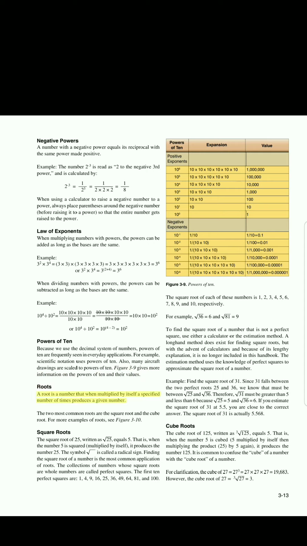Roots. A root is a number that when multiplied by itself a specified number of times produces a given number. The two most common roots are the square root and the cube root. For more examples of roots, see figure 3-10.